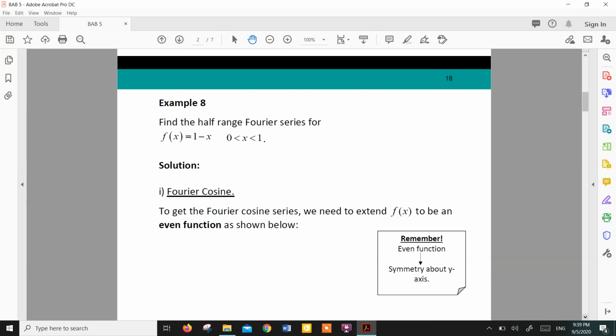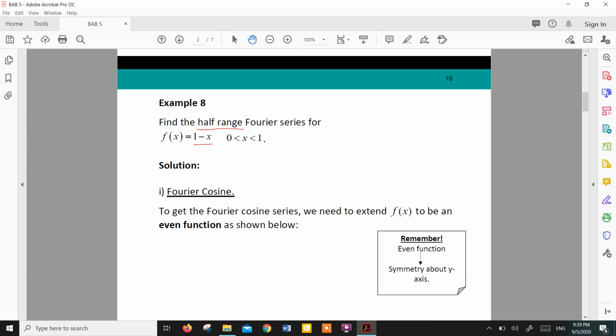Now we go to example 8. Find the half range Fourier series for f(x) equals 1 minus x. The range is from 0 to 1. So from 0 to 1, f(x) equals 1 minus x. Firstly, we start with the Fourier cosine series.